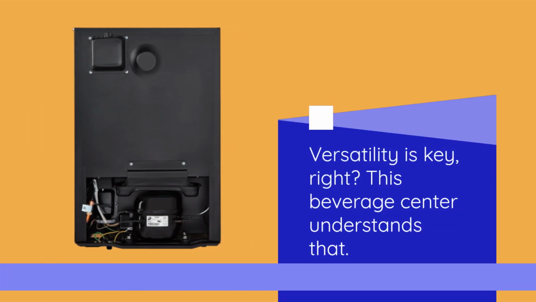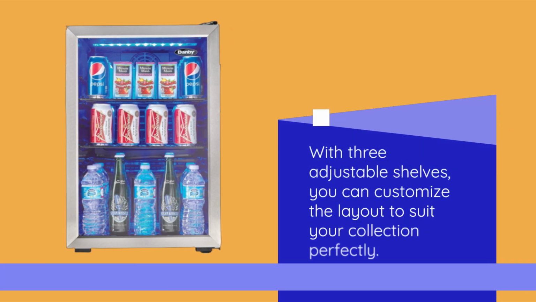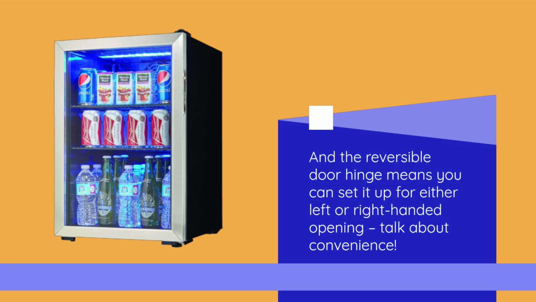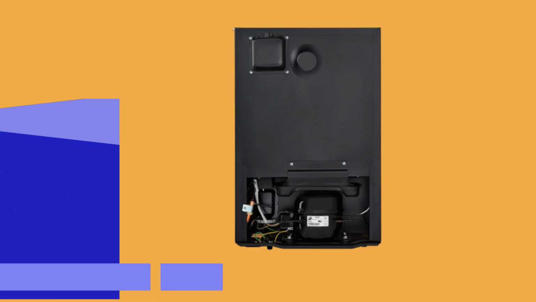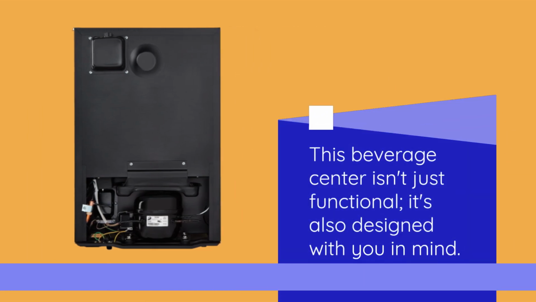Versatility is key, right? This beverage center understands that. With three adjustable shelves, you can customize the layout to suit your collection perfectly. And the reversible door hinge means you can set it up for either left or right-handed opening. Talk about convenience. This beverage center isn't just functional, it's also designed with you in mind.